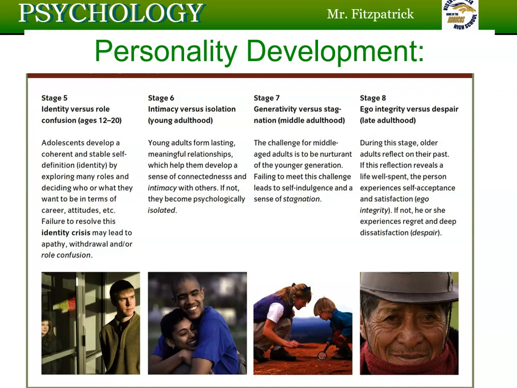In young adulthood, they learn to form lasting, meaningful relationships, which help them feel a sense of connectedness and intimacy with others. If they don't, they become psychologically isolated. In middle adulthood, the adults look to be nurturant of the younger generation. If they don't meet that challenge, then that leads to self-indulgence and a sense of stagnation, being stuck there.